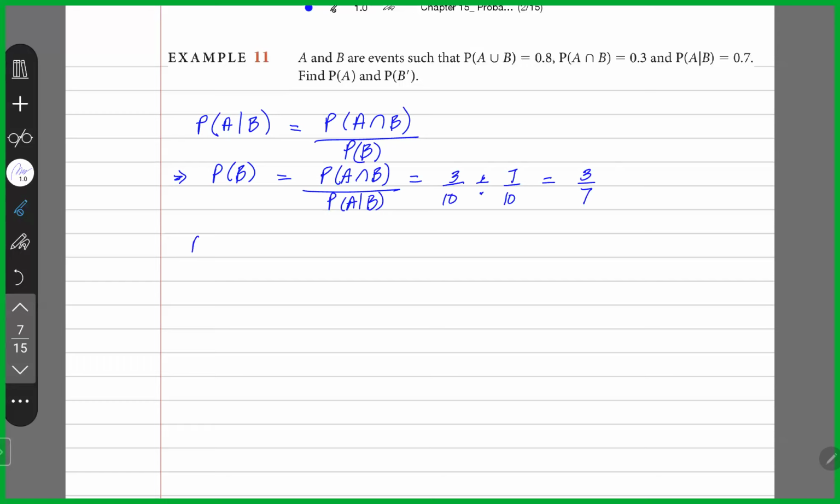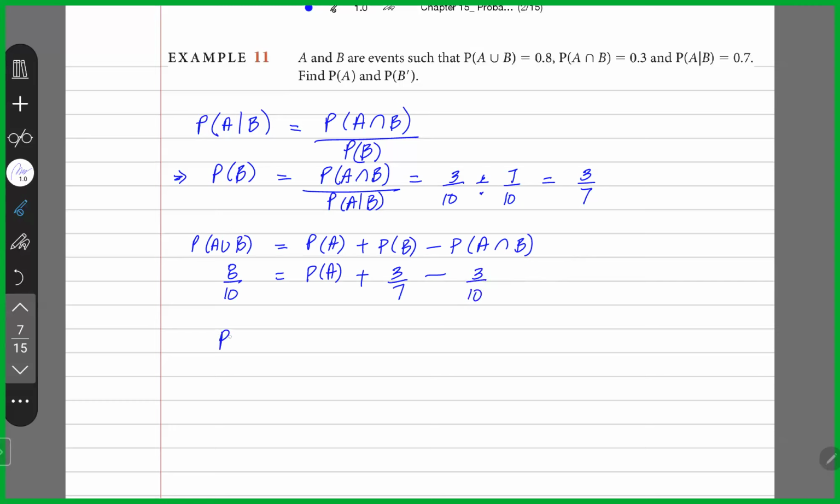Now, the probability of A union B is the probability of A plus the probability of B minus the probability of A intersect B. Let's put in what we know. This is 8/10. This, we don't know. Plus this is 3/7 minus A intersect B, which is 3/10.